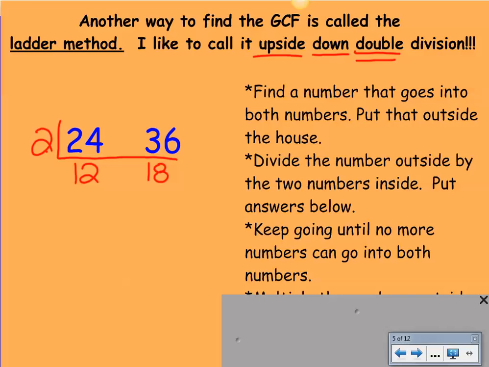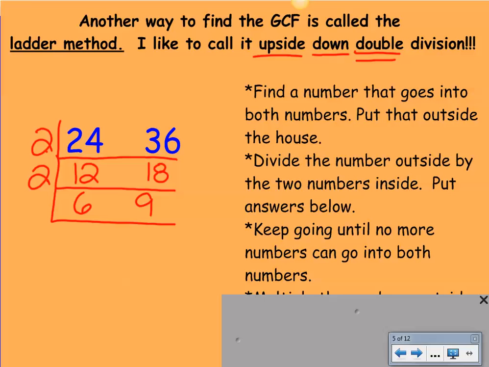Well, when I look at 12 and 18, I see that they're both even again, so I know that 2 could go into both of those numbers. So I'm going to start this over again. I'm going to put another 2 outside the house, and now I'm going to do my upside down double division. 2 can go into 12 6 times. 2 can go into 18 9 times.